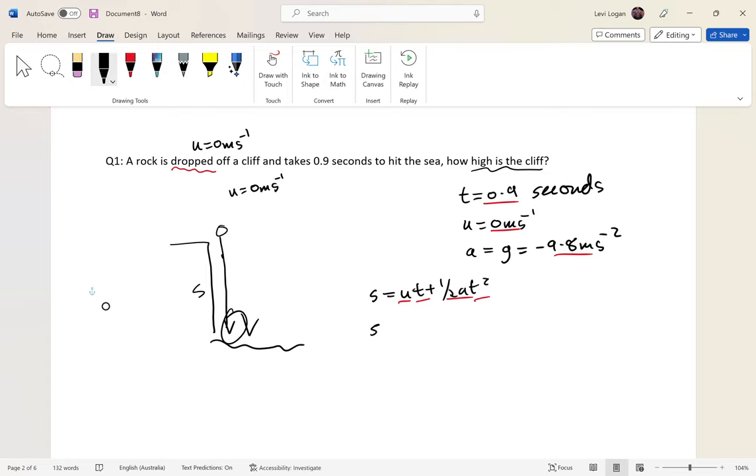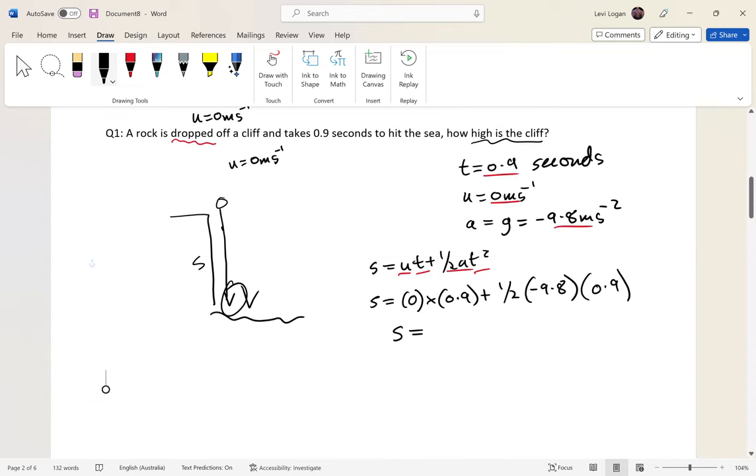So s is equal to 0 times 0.9 plus a half times negative 9.8 times 0.9 squared. Okay, s equals, put that in your calculator. It will give you a negative number because s is displacement, so you can have a negative distance, but that just means a direction pretty much, with respect to an origin point. So it's assuming this is the origin, this is 0, 0. Okay, so it will give you a negative number. That's fine. You just have to take the absolute value of that number.